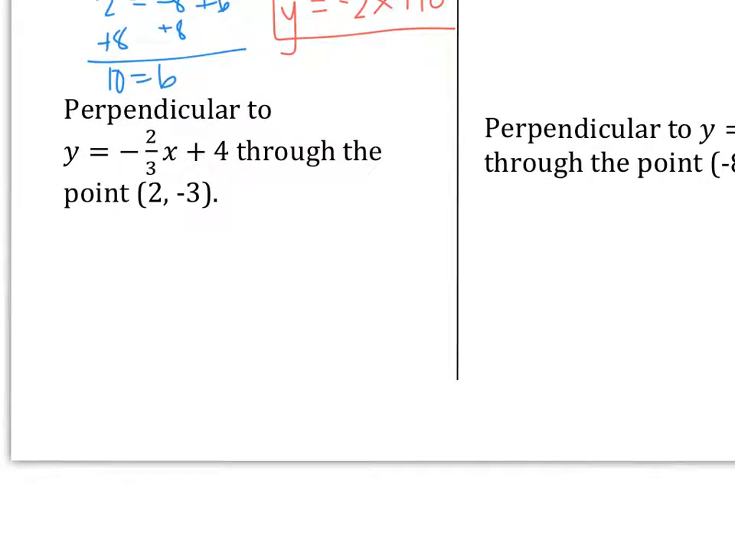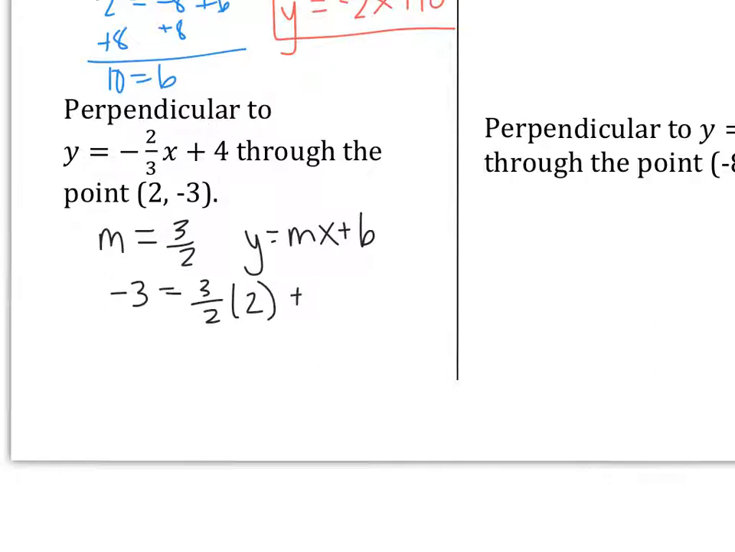Okay, so let's write a line that's perpendicular to y equals negative 2/3 x plus 4 through the point (2, negative 3). So m, my new slope, will be positive 3/2. And then into y equals mx plus b, I will say negative 3 equals m times x plus b.